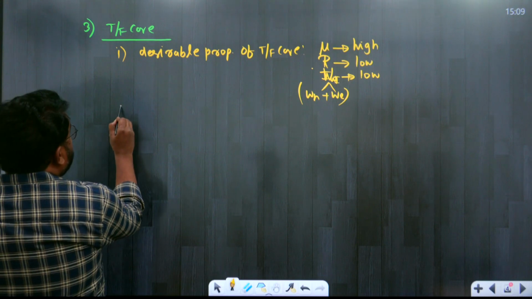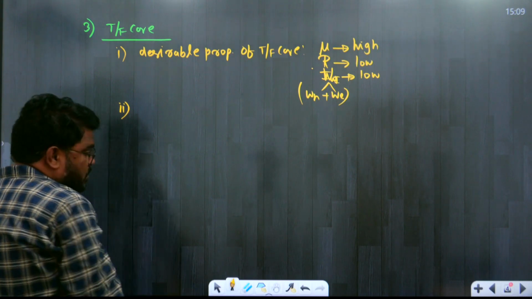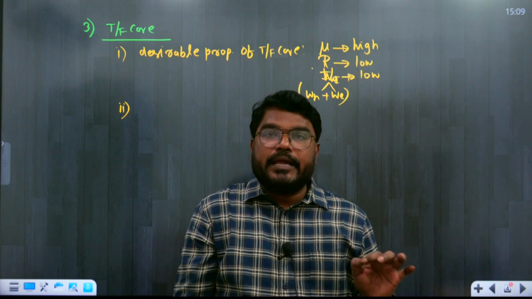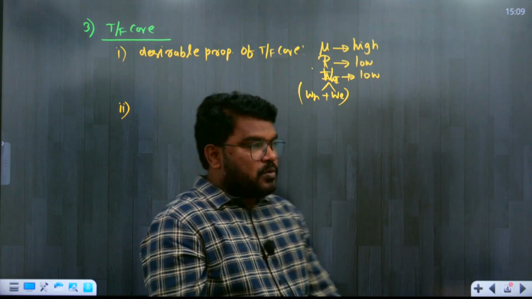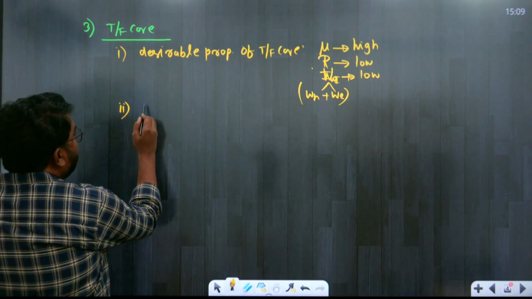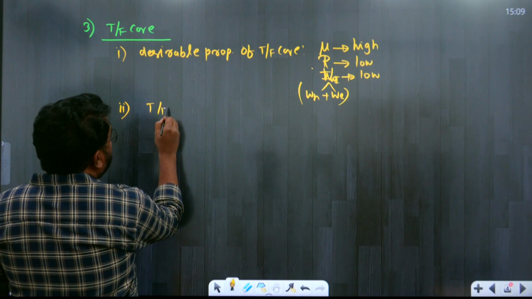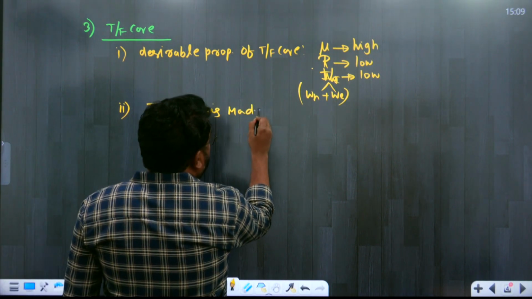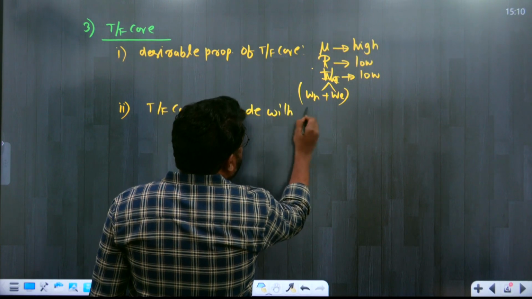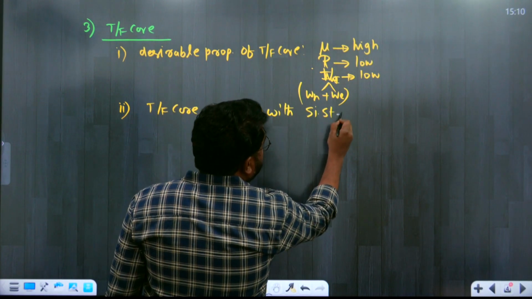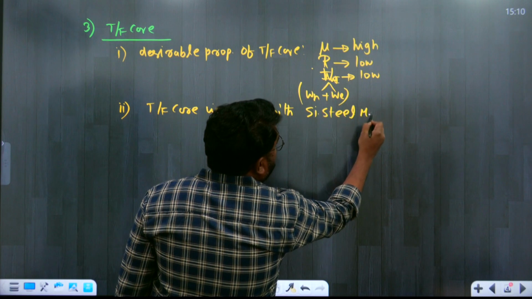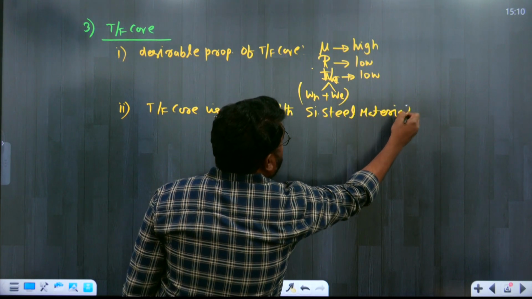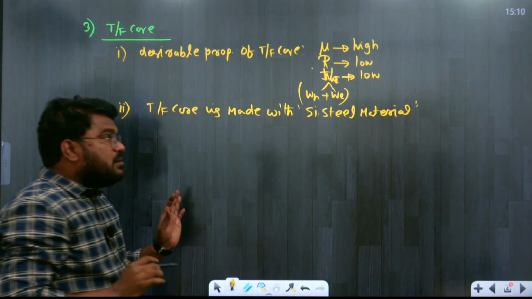The next possible question from the transformer core is: what is the name of the material used to construct the transformer core? The transformer core is made of silicon steel material. This is also one of the questions: silicon steel material.